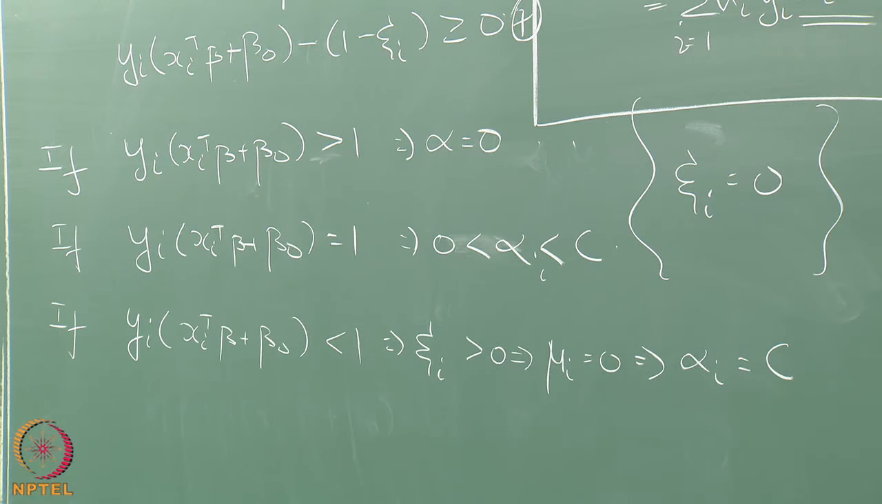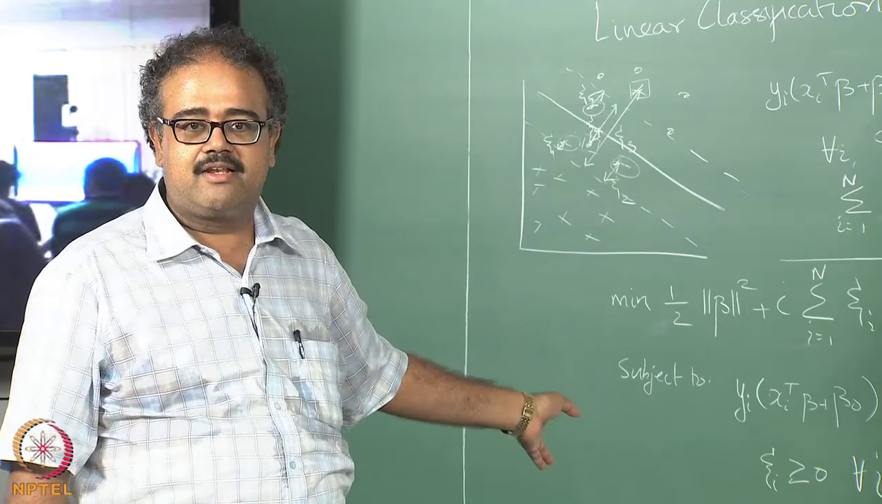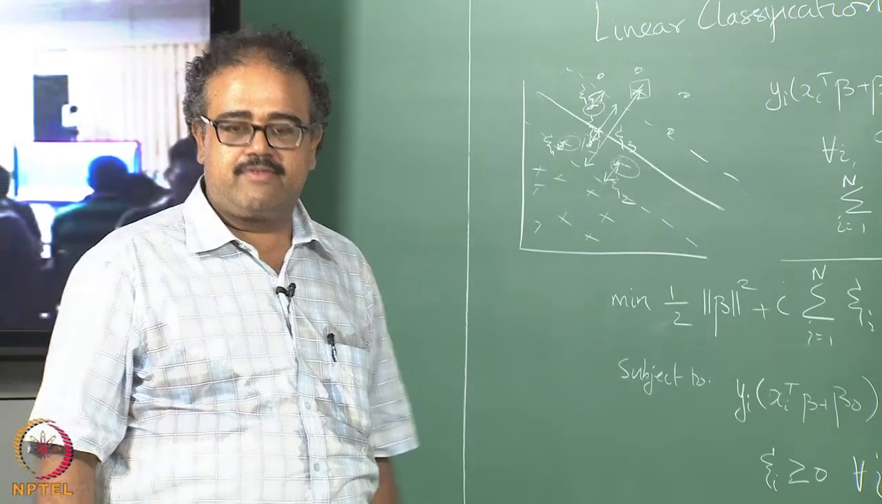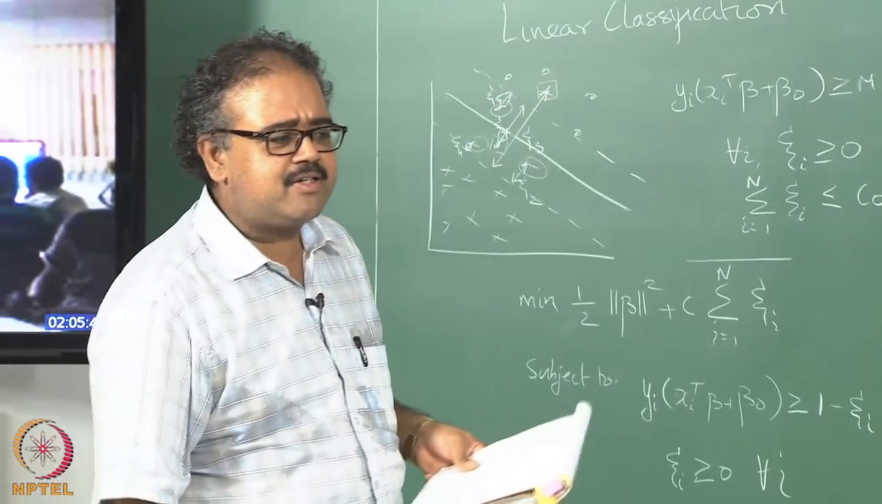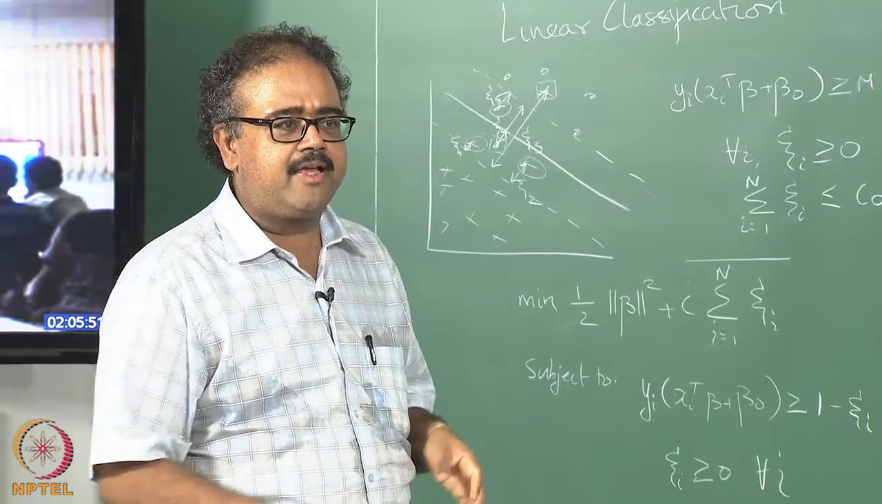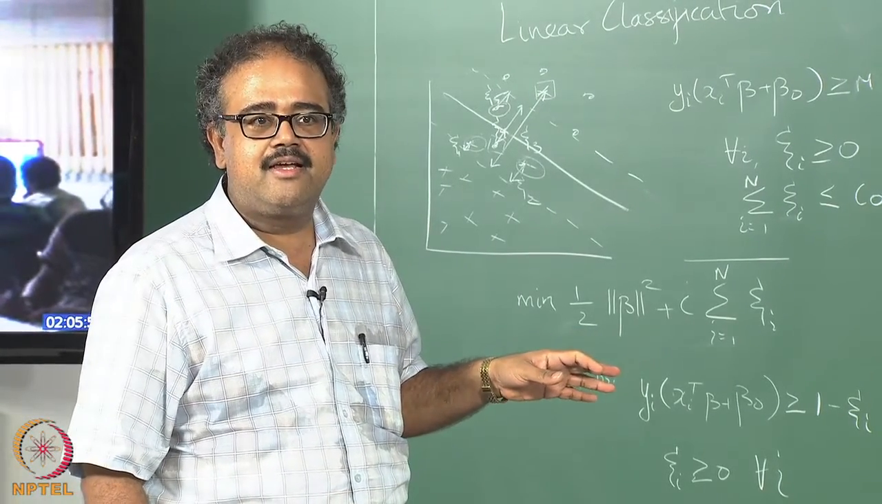Everyone with me here? So what are all the support vectors? Everything on the margin, everything on the wrong side of the margin as well, right. So everything for which alpha is non-zero will now become support vectors. So at the end of the day, you are just going to use a package to solve all of these things, right.